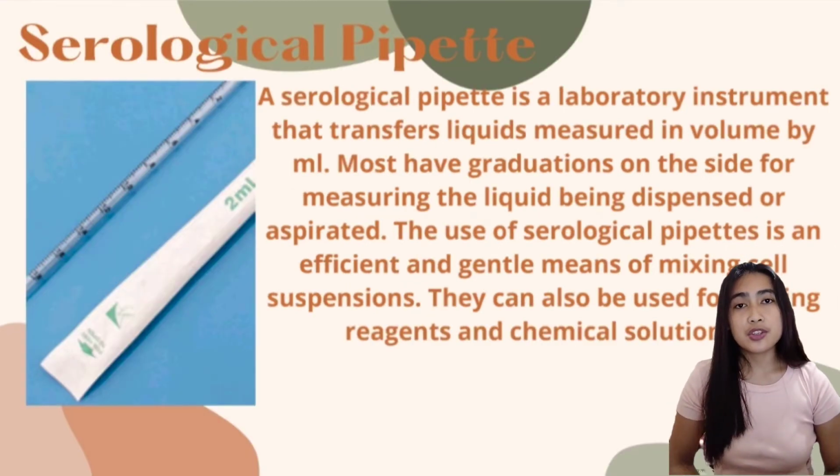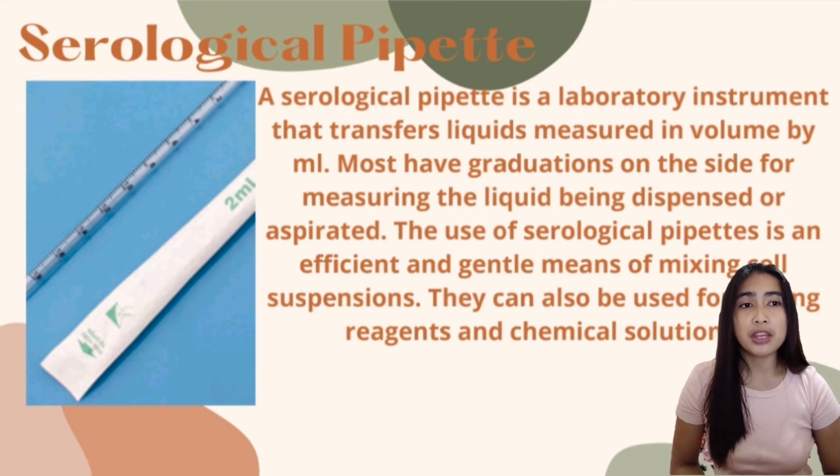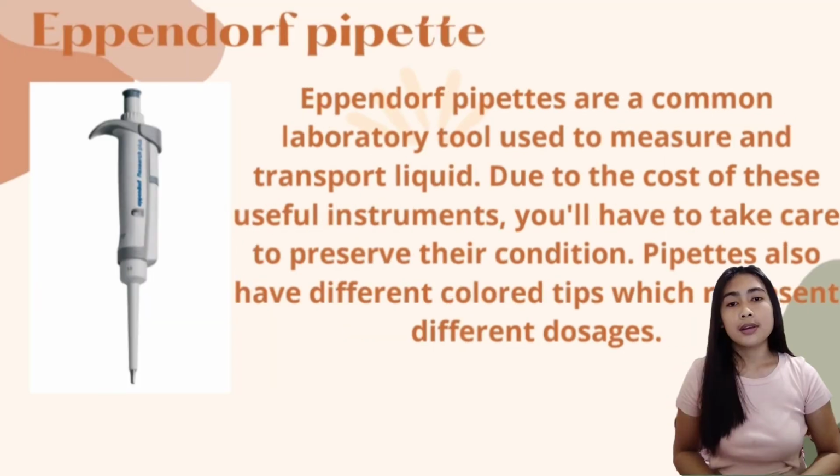So next is the serological pipette. A serological pipette is a laboratory instrument that transfers liquids measured in volume by mL. Most have graduations on the side for measuring the liquid being dispensed or aspirated. The use of serological pipettes is an efficient and gentle means of mixing cell suspensions. They can also be used for mixing reagents and chemical solutions.